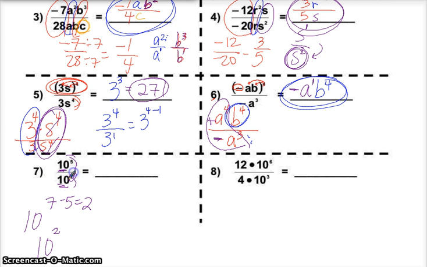Well, 7 is bigger than 5, so we have to put the 10 squared, or 10 to the 2nd power, in the denominator, so it's 1 over 10 squared. And 10 squared is 100, so you have to simplify that, so you get 1 over 100.